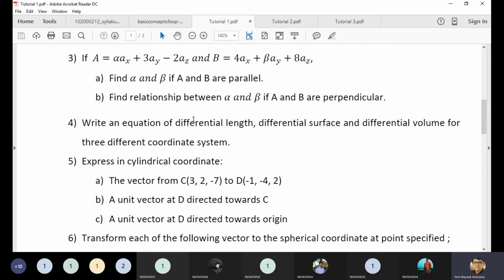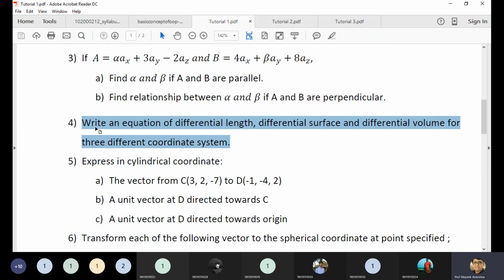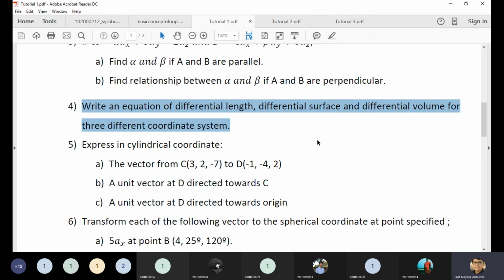In the fourth one, this is very important because this equation is helpful to write down any theory part or any kind of example whenever there is a requirement of dS, dV or maybe dL, differential displacement, differential surface and differential volume for the three different coordinate systems. So in this case, you just mention this equation. It's already given in the book as well as the PPT.